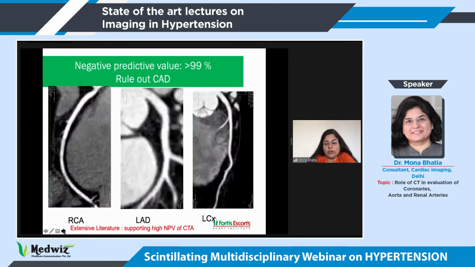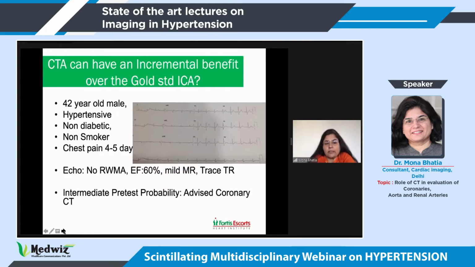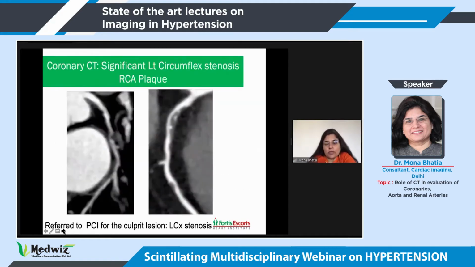As far as ruling out coronary artery disease, we know the diagnostic performance of coronary CTA is outstanding. If you have coronaries that look like this, you have a negative predictive value over 99%. CTA is also reliable to detect diseased coronaries. In this patient who's 42 years, hypertensive, but non-smoker, non-diabetic, and has an intermediate pretest probability, can CTA even have an incremental benefit over the gold standard ICA?